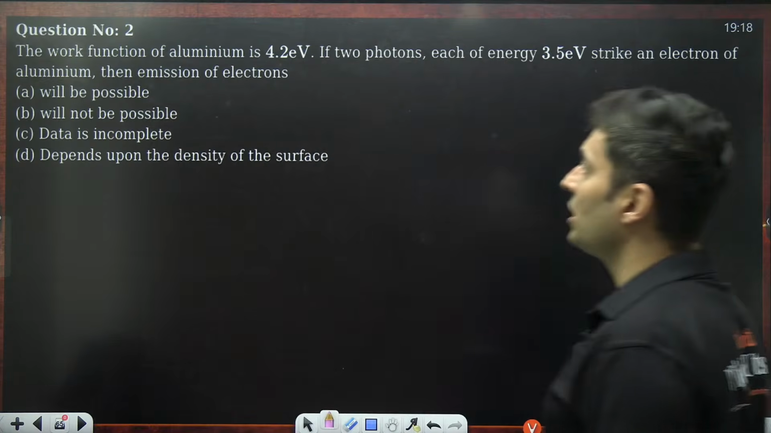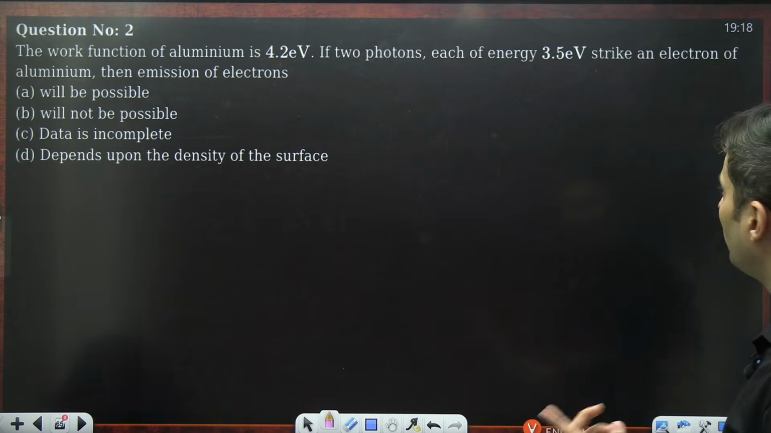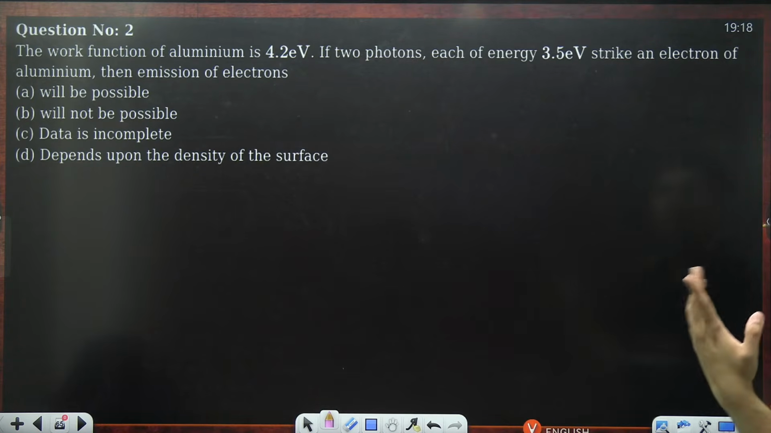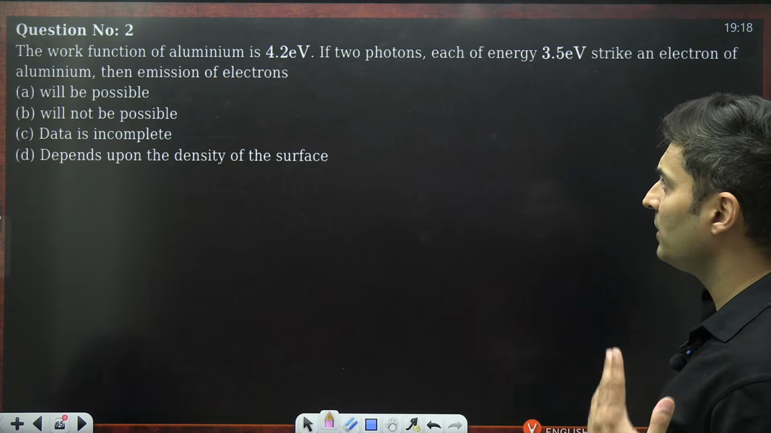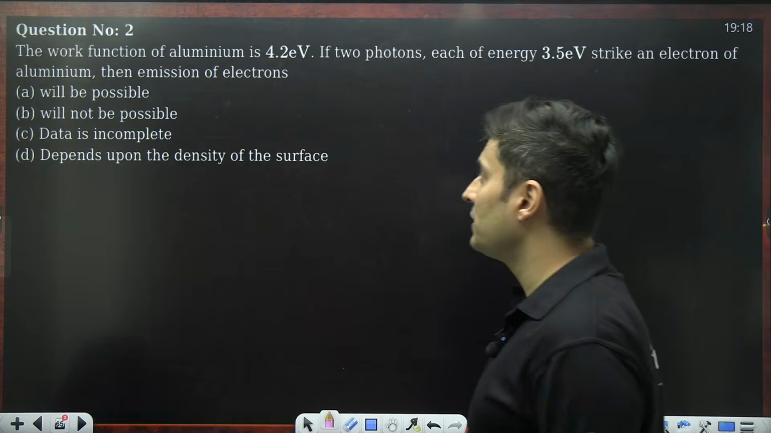The work function of aluminum is so and so. Two photons of 3.5 electron volt strike an electron of aluminum, then the emission of electrons will be possible, will not be possible, data is incomplete, or depends on the density of the surface.